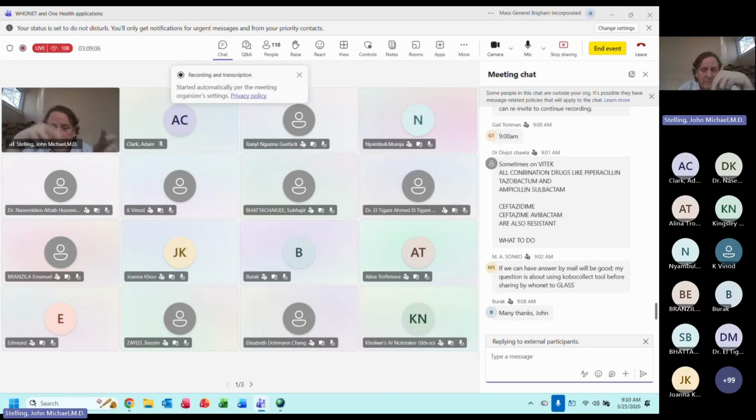BacLink automatically restandardizes it to the trimethoprim, so you don't need to do anything special. If it's called amoxicillin clavulanic acid for you, just match it to amoxicillin clavulanic acid for WHONET. No other special thing is needed. And also if it's a Vitek, BacLink is going to understand automatically.